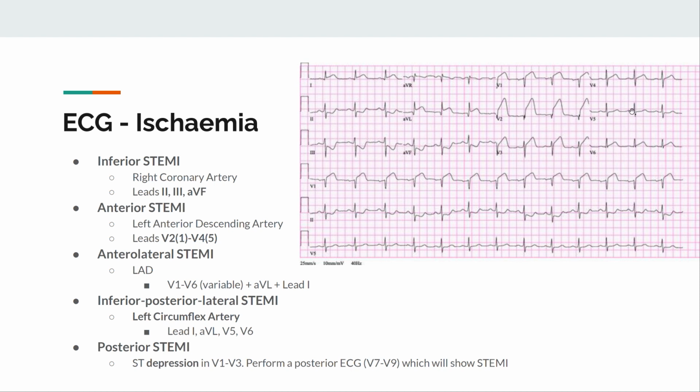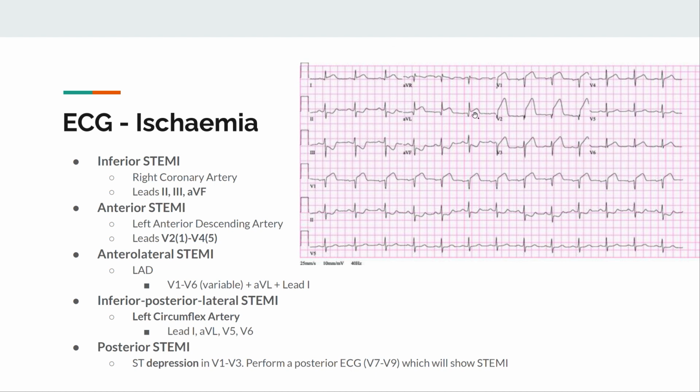V5 is kind of unclear. So this is probably what we'd call an anterolateral STEMI, where there's the left anterior descending artery as well as a bit of the left circumflex artery, because there's probably an occlusion somewhere along the left coronary artery before both of them branch off.